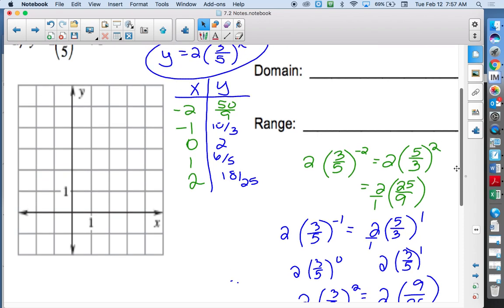So we're going to graph these points. We're still not doing anything with the extra -1 and +1. So at -2, we have 50 ninths. Well, I know 9 goes into 45 5 times, so that's going to be a little more than 5. So negative 2, it's about 5 and a half. And negative 1, 10 thirds is 3 and a third. So negative 1, up 3 and a little more. At 0, we're at 2. At 1, 6 fifths, which is a little more than 1. And 18 25ths is a little more than a half.